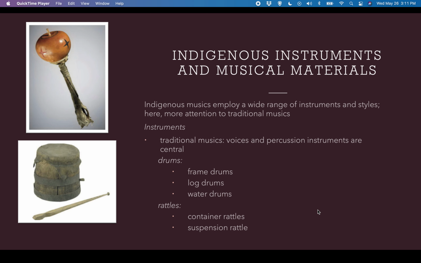Okay, what about instruments? In indigenous music, voice and percussion instruments are central to many musics in North American indigenous cultures. Monophonic vocals with percussion is a common texture. As far as percussion instruments, there is an immense array of instruments. Common ones include frame drums, which are wide in diameter and have a shallow depth, log drums, which in the past were made with a hollowed log fitted with one or two drum skins.